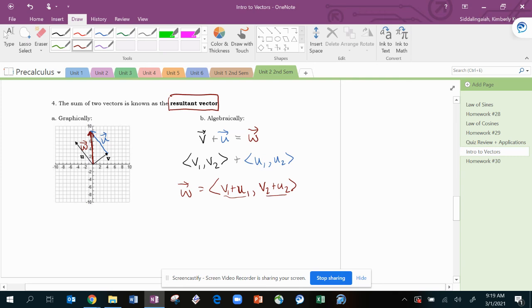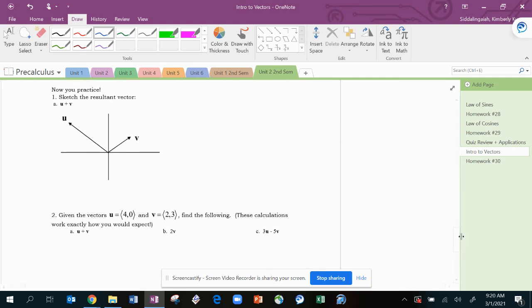Now, the reason this is lumped in with law of sines, law of cosines, is just to hint at a different way. The magnitude of vector v and the magnitude of vector u represent kind of sides of a triangle. And if I know this angle here, I can do law of cosines to find the magnitude of vector w. So law of cosines can be used to add two vectors. I much prefer component form, but just know that that can be done.